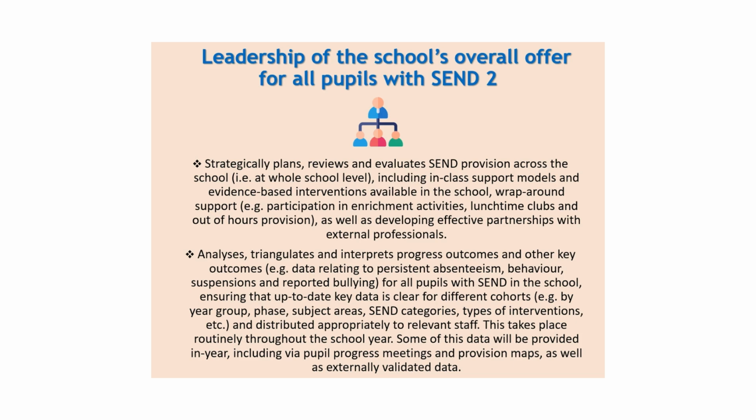And analyses, triangulates, and interprets progress outcomes and other key outcomes, for example, data relating to persistent absenteeism, behaviour, suspensions, and reported bullying, for all pupils with SEND in the school, ensuring that up-to-date key data is clear for different cohorts, for example by year group, phase, subject areas, SEND categories, types of interventions, etc., and distributed appropriately to relevant staff. This takes place routinely throughout the school year. Some of this data will be provided in-year, including via pupil progress meetings and provision maps, as well as externally validated data.